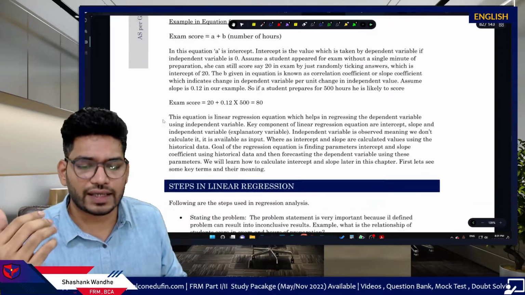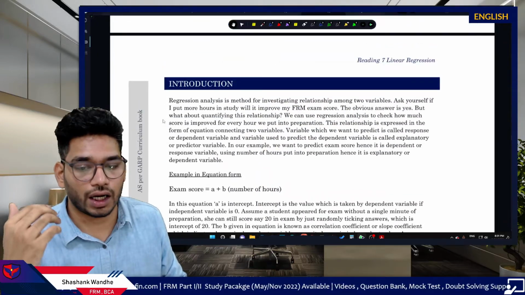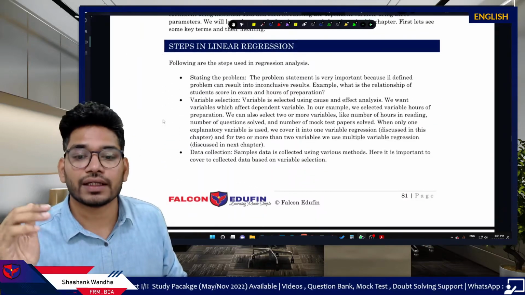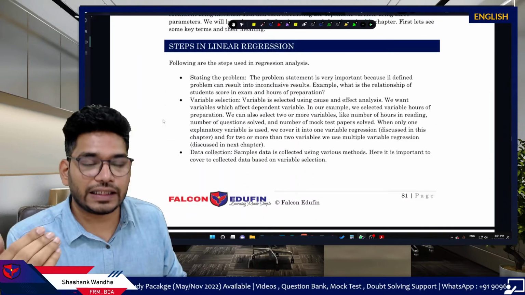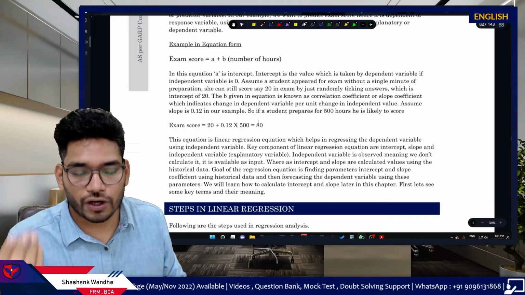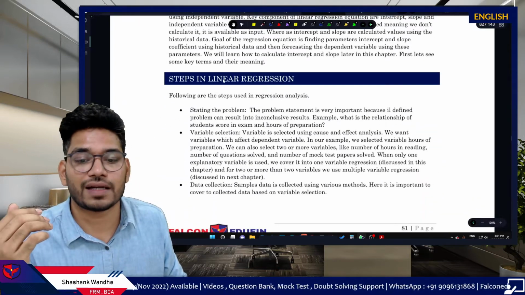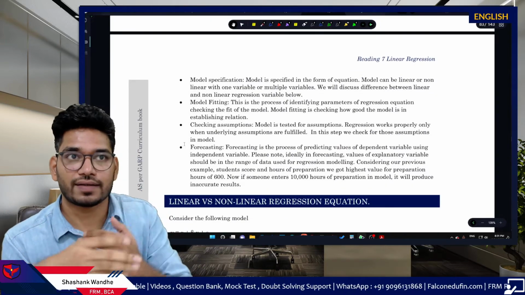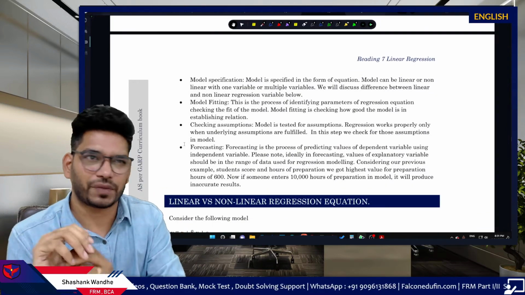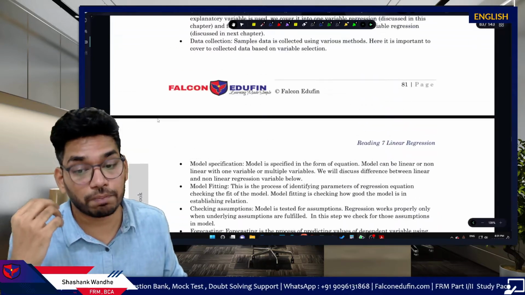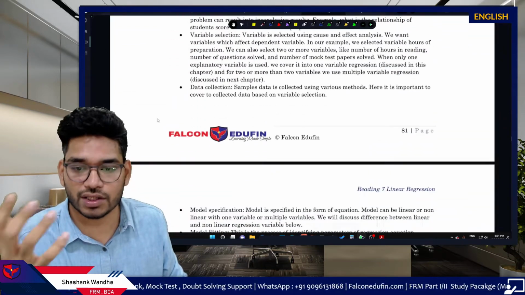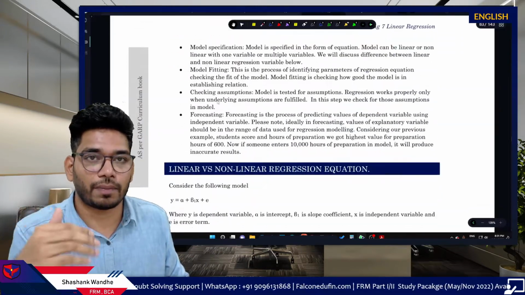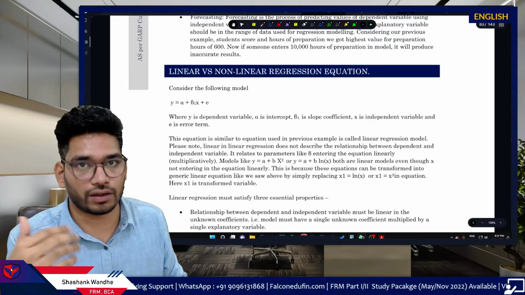Now this reading starts with the introduction of linear regression. Here we are only discussing what linear regression is with an example. Then next are the steps in linear regression. Again, this part is for your understanding, not directly testable. You can check these steps and just understand the basic meaning of them. I don't think you will get any question on this part, but you should know this because it is an important area from your understanding standpoint. If you understand this part, it will help you in understanding the further portion.